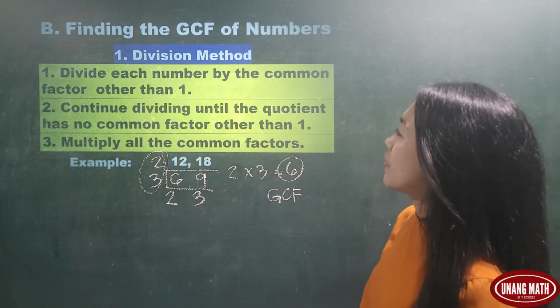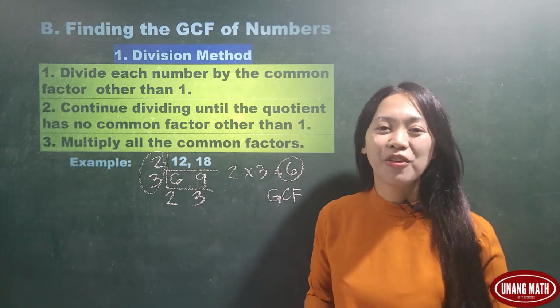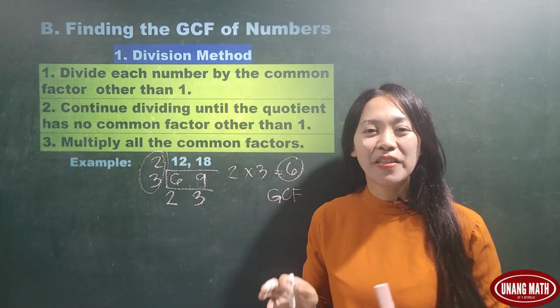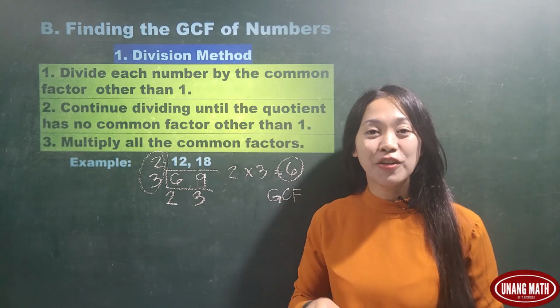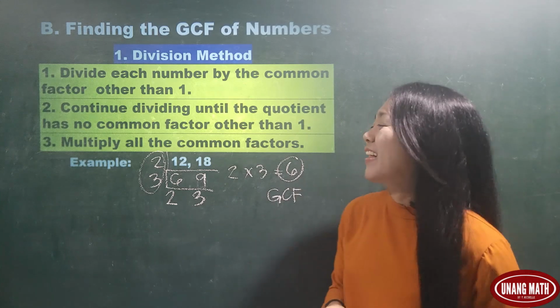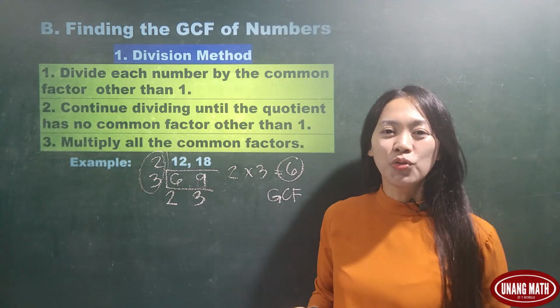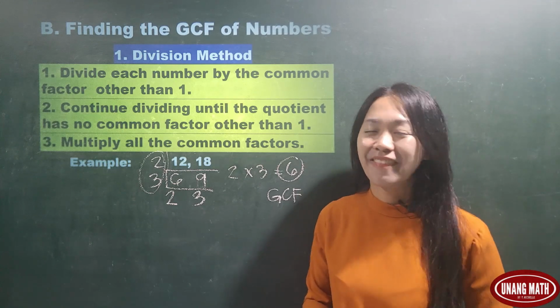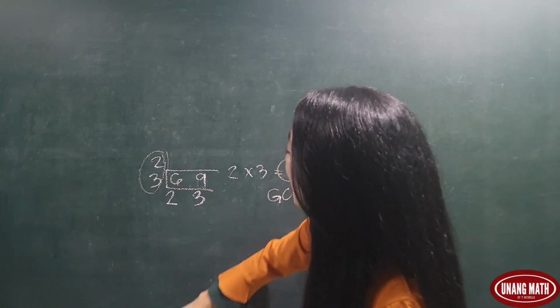Okay, the division method is used when the given numbers are small numbers and there are 2 or 3 numbers. Let's move on to the second method.